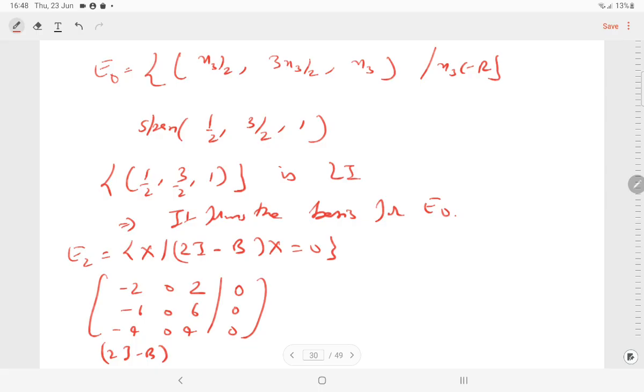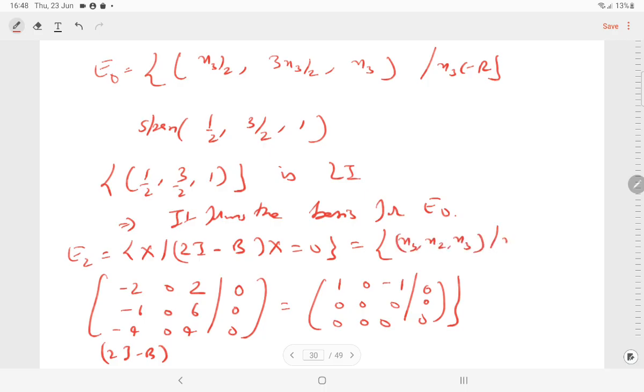Now you can see that all of the rows are the same, so it simply gives me 1 0 minus 1 and the rest zeros. That gives me x1 is equal to x3. It means my E2 would be (x1, x2, x3) with x1 equal to x3, so (x3, x2, x3), where x2 and x3 belong to R.